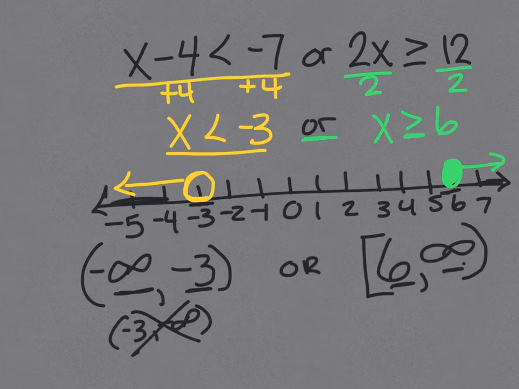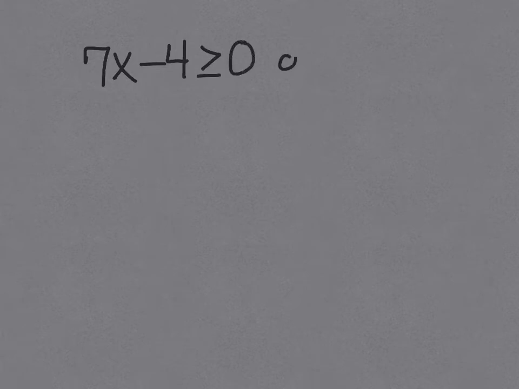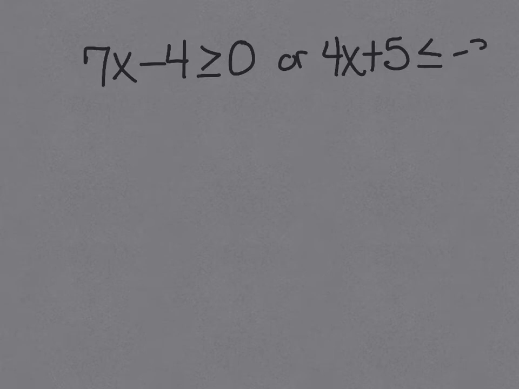All right, let's look at another problem. Let's look at number 4 on your notes. We have 7x minus 4 is greater than or equal to 0, or 4x plus 5 is less than or equal to negative 3.